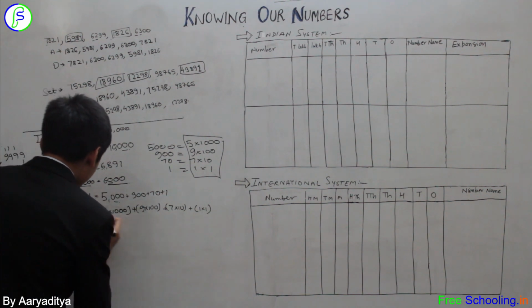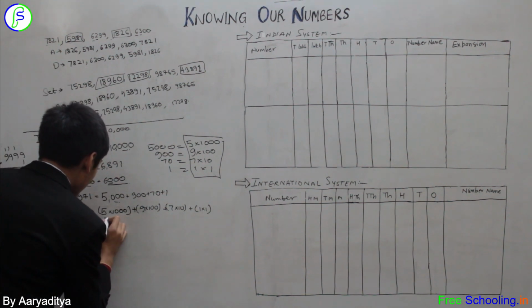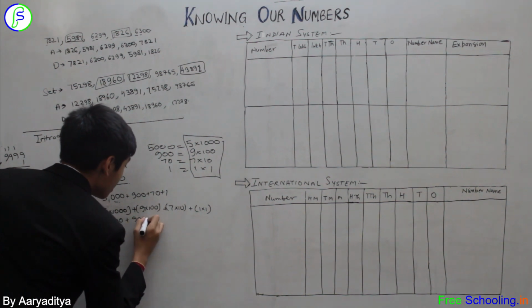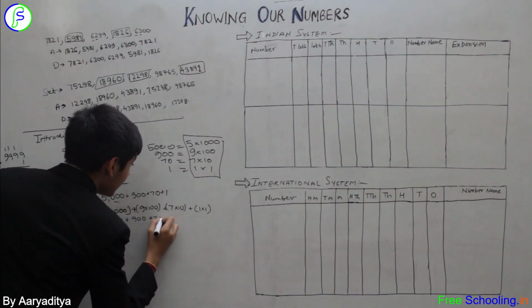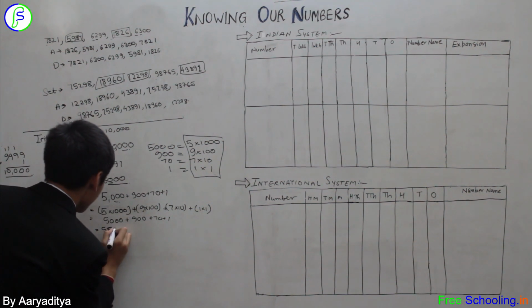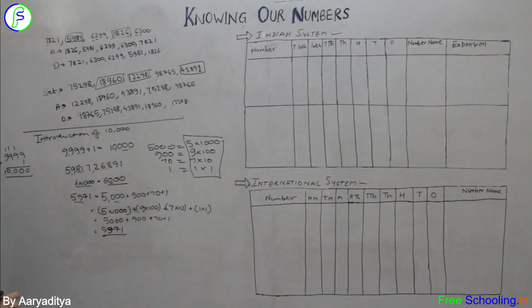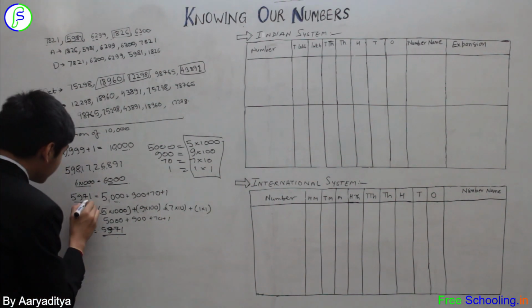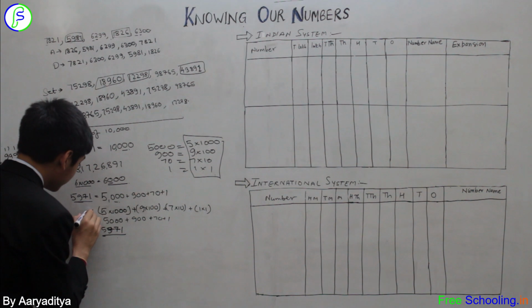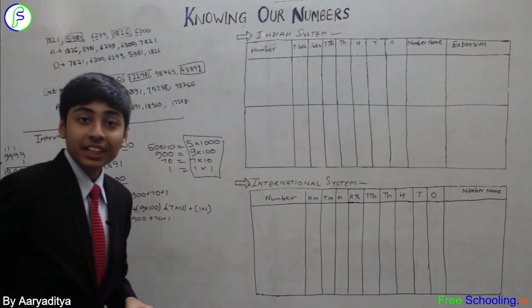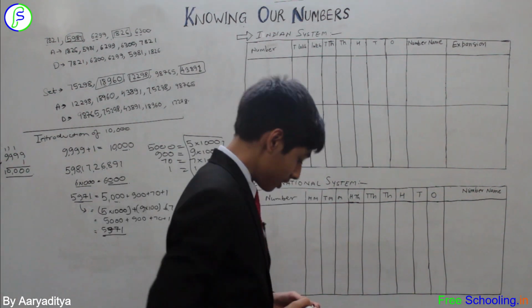So when we combine this, we get 5 into 1000, 5000, plus 900 plus 70 plus 1, which equals 5971. As you can see, this is the number itself. So the formal expansion of the number 5971 is this. Hope you are all clear with the expansion of numbers.